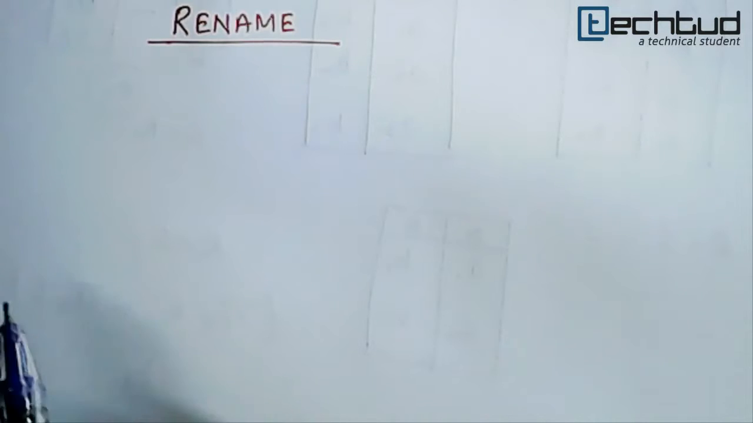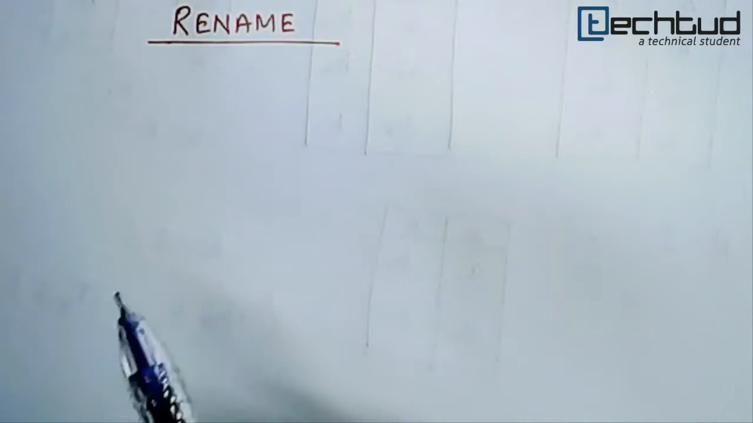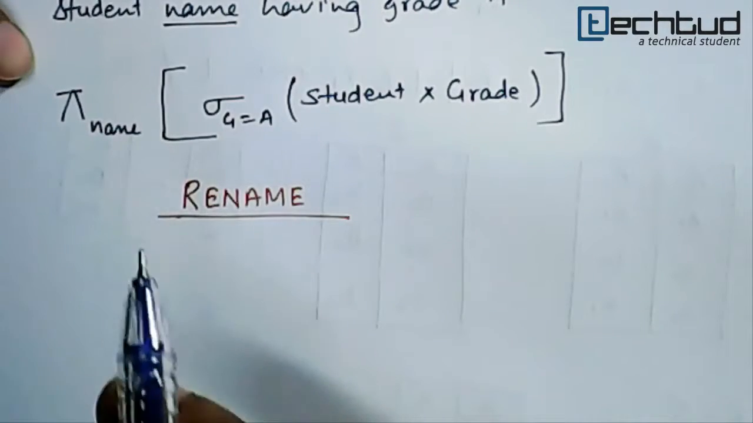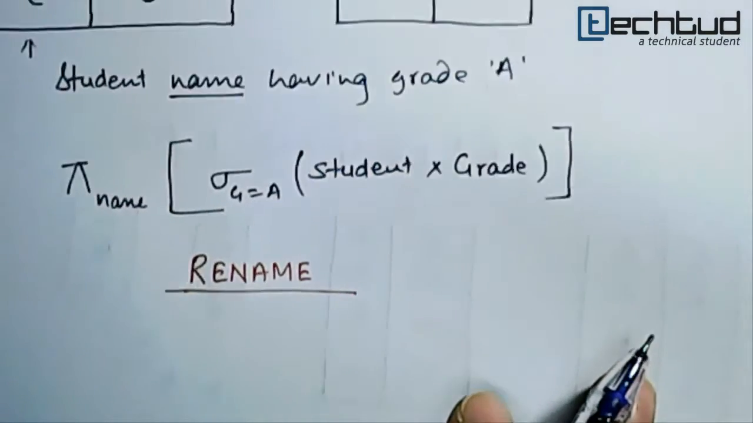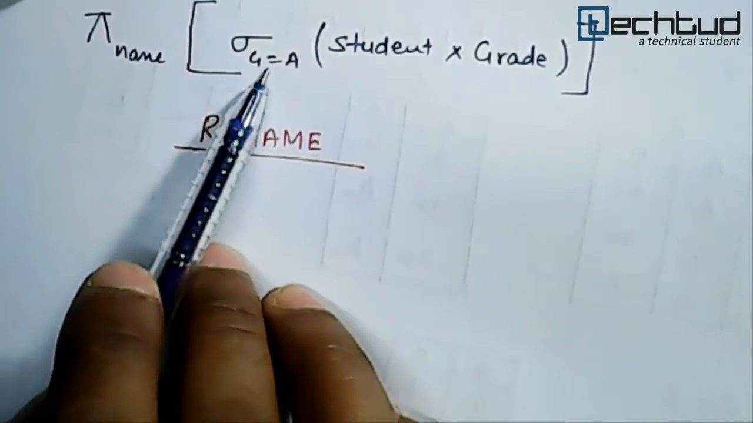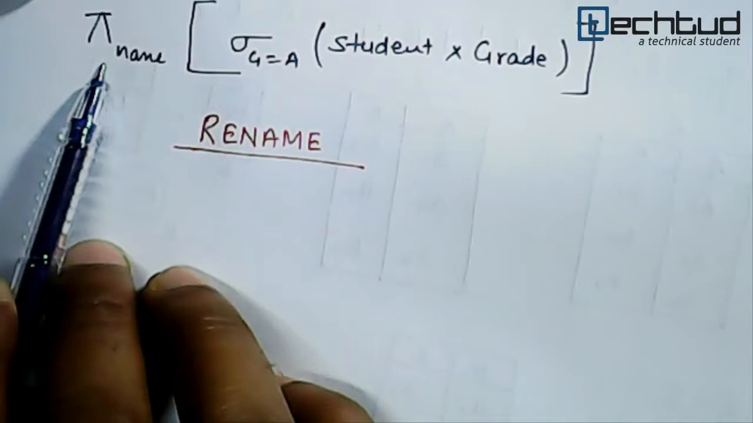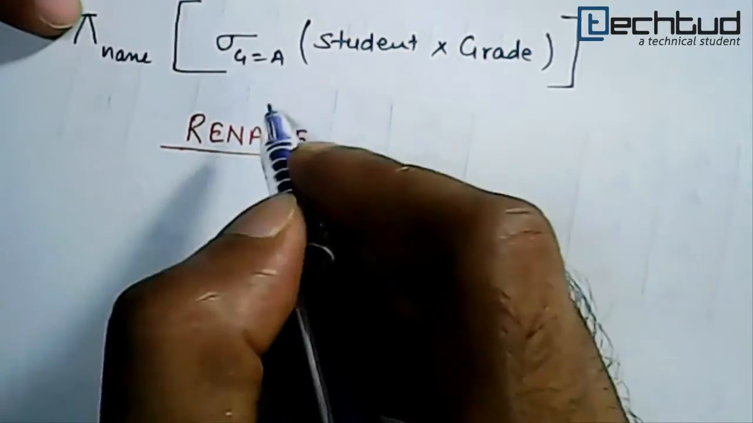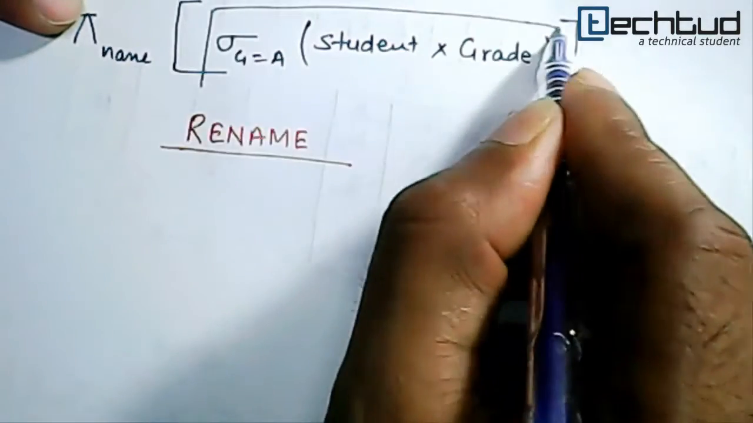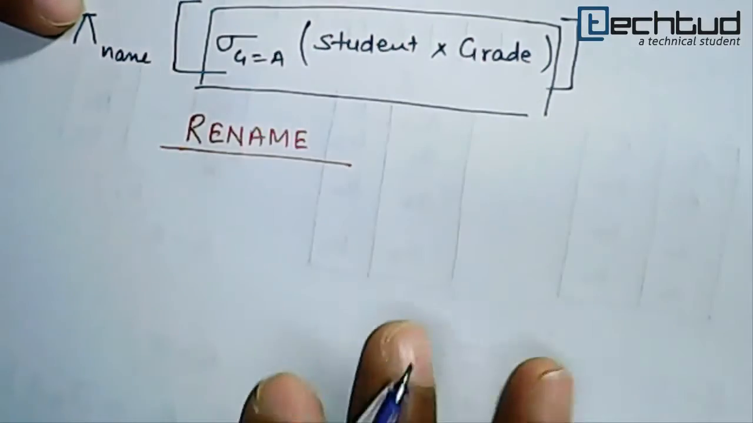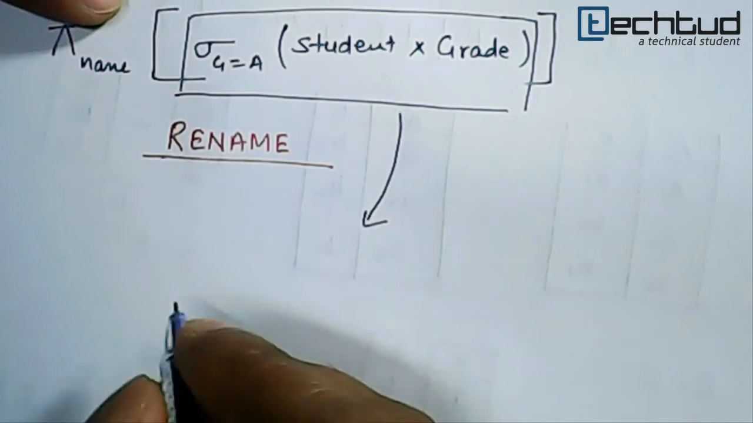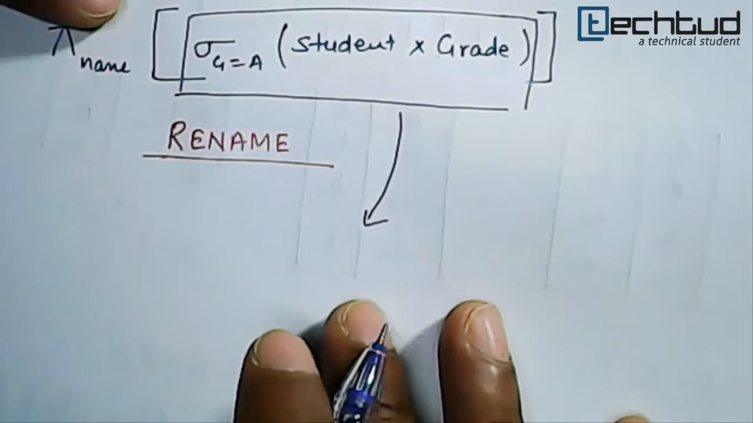So rename is basically, as the name suggests, we give a name to a relation. If you see our previous example, we found the cross product of two relations, filtered based upon the condition, and then projected the name only. If we want to write this as a relation, this part will not have its own name, right? So we can give it a name using the rename operator.